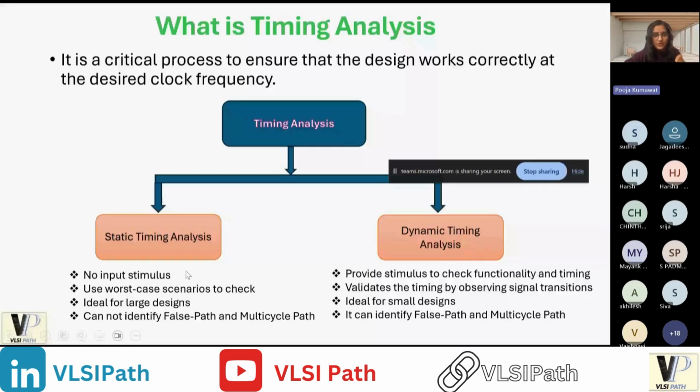Like this will be the false path, this will be the multi-cycle path. We define them in the SDC file, and then the analysis will exclude these false paths and multi-cycle paths. That's how it will take care of these paths. But if we do not define them in the SDC file, then it will not be able to identify false path and multi-cycle path.